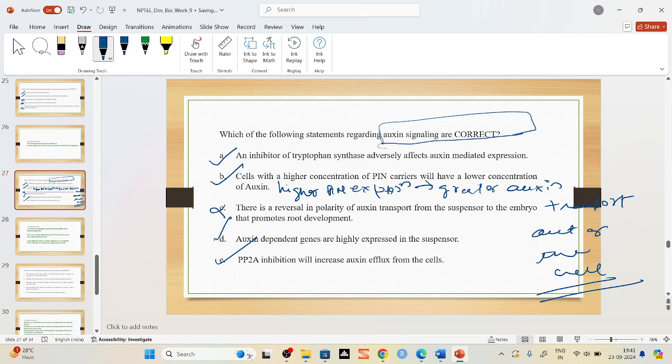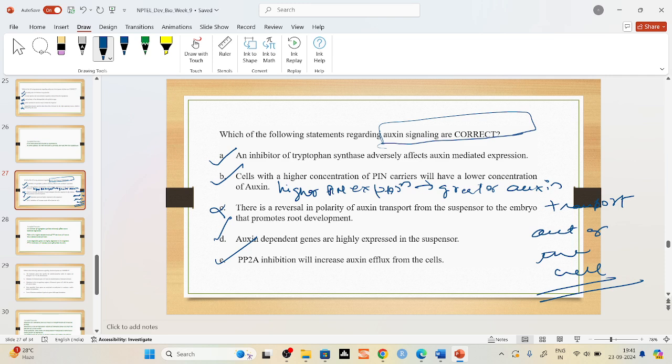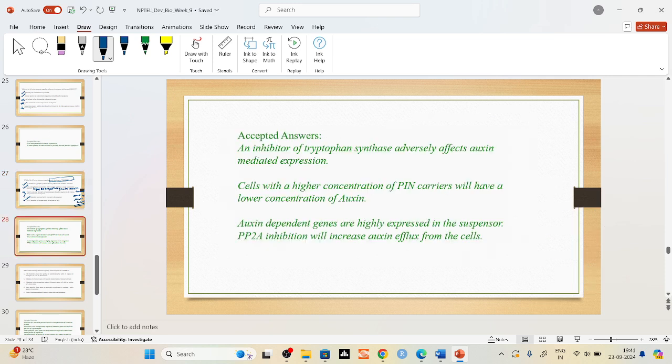So inhibiting PP2A can enhance the auxin transport by affecting the regulation of transport proteins. Okay, fine. Now next question. So yes, the accepted answers are A, B, D and E.